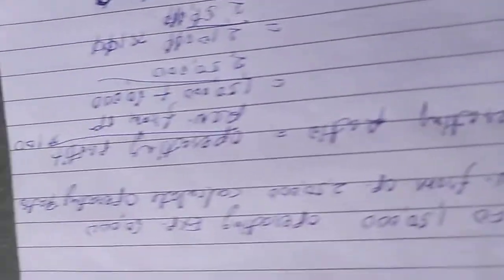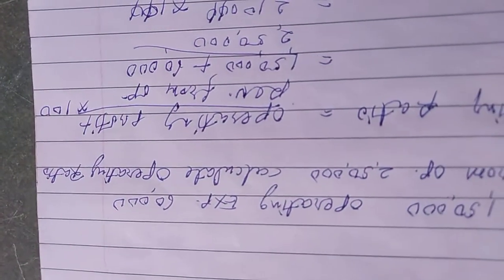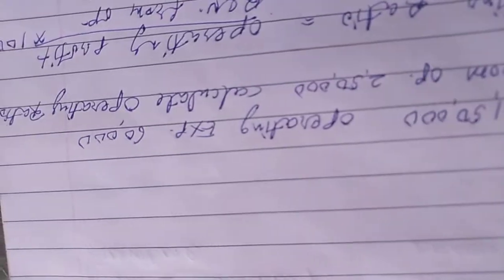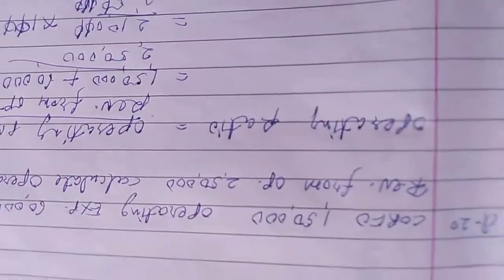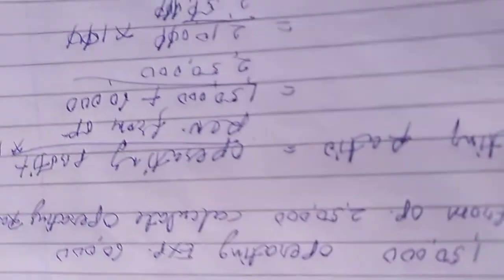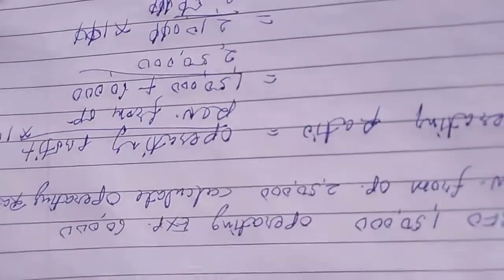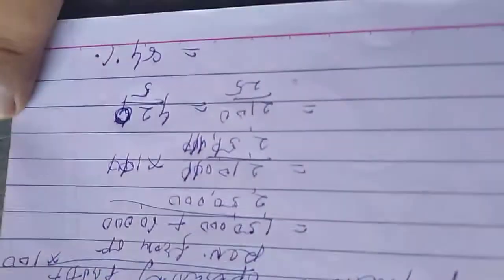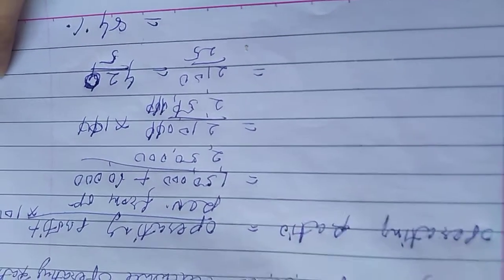So operating ratio is equal to operating profit upon revenue from operation into 100. And how to find operating profit? Cost of revenue from operation plus operating expense. Revenue from operation is 2,50,000. So 1,50,000 plus 60,000 is 2,10,000 upon 2,50,000 into 100. So the operating ratio is 84%.